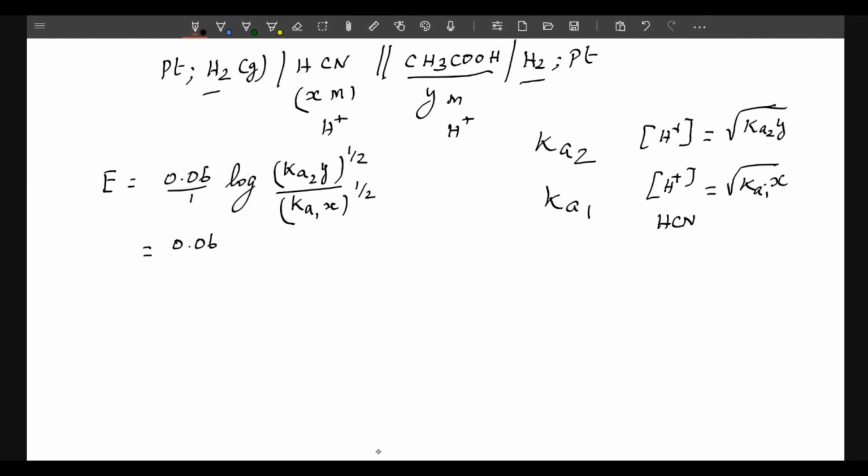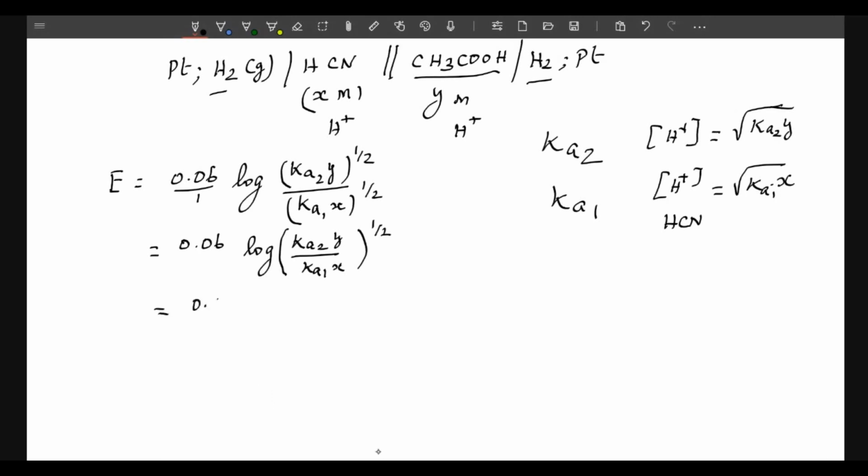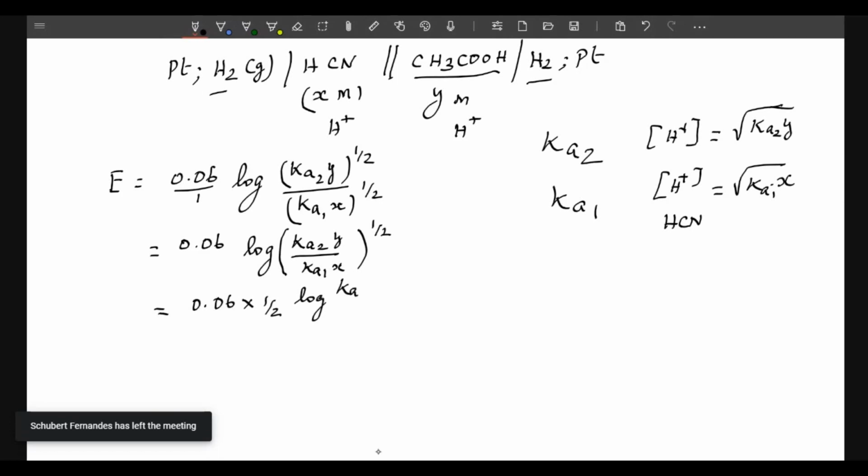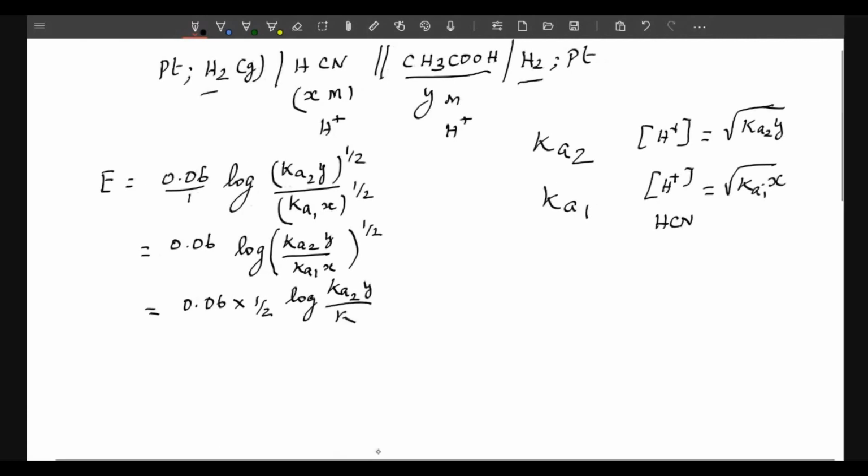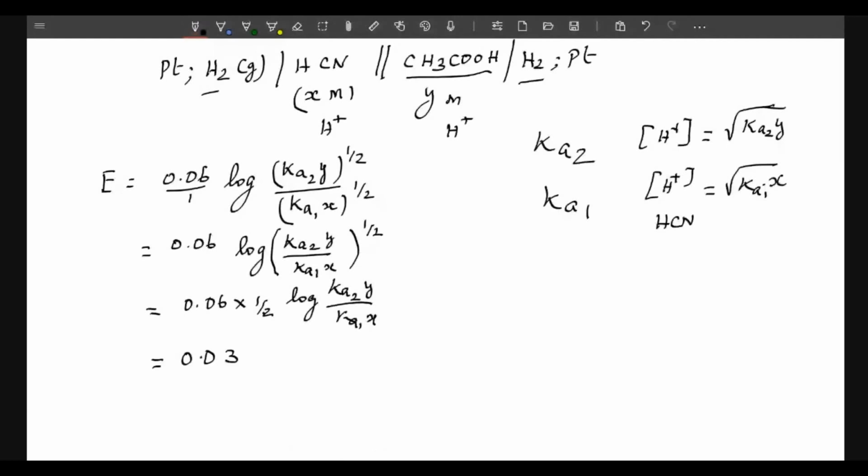or it may be further simplified as log of Ka2 y by Ka1 x, power half. Or with further simplification, the 0.06, the half may be brought before this: half into log of Ka2 y by Ka1 x. This may be cancelled and it will be 0.03 into log of this much. This is the final. After this, we count this one.